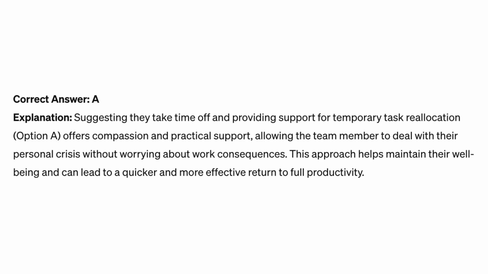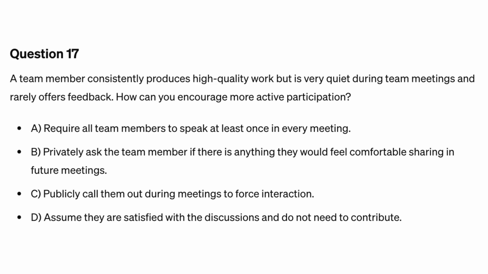Question 17. A team member consistently produces high quality work, but is very quiet during team meetings and rarely offers feedback. How can you encourage more active participation? A. Require all team members to speak at least once in every meeting. B. Privately ask the team member if there is anything they would feel comfortable sharing in future meetings. C. Publicly call them out during meetings to force interaction. D. Assume they are satisfied with the discussions and do not need to contribute.